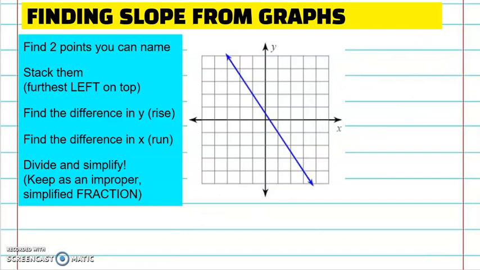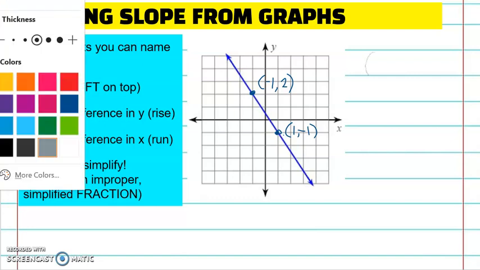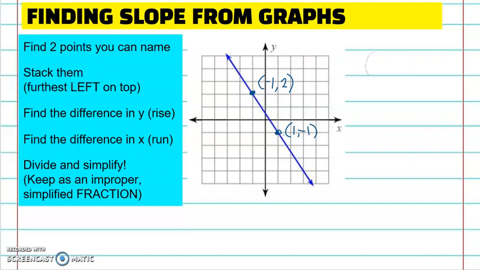All right, so here we go again. I'm going to pick 2 points that I can name. Okay, so that means I know the ordered pair that goes with it. So I'm at -1, 2 for that point. And I go find another point. Let's take this one. That's at 1, -1. Okay, and so if I stack them, I'm going to have -1, 2. I'm going to have 1, -1.